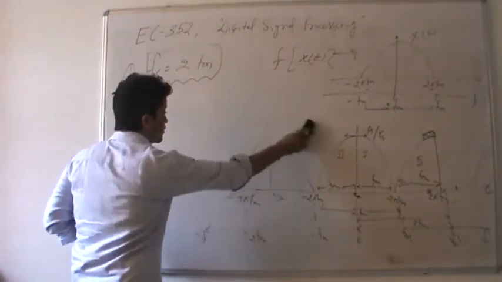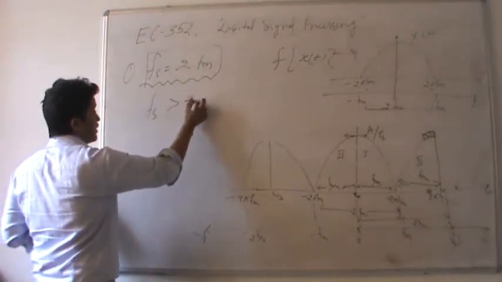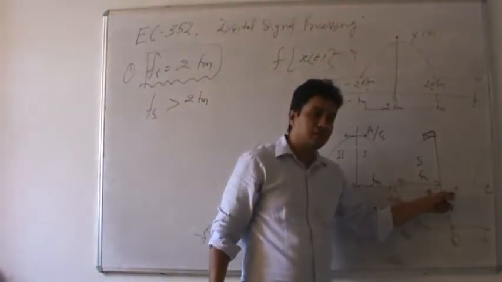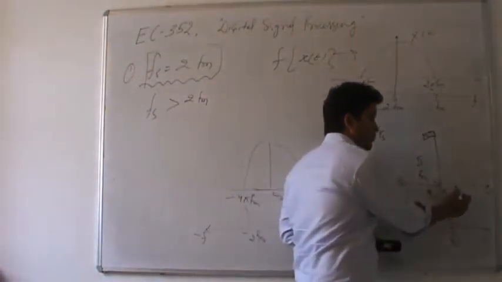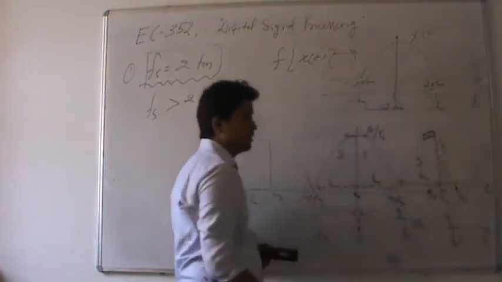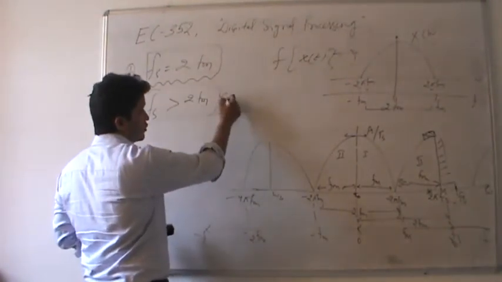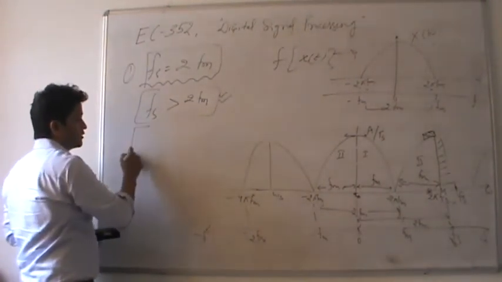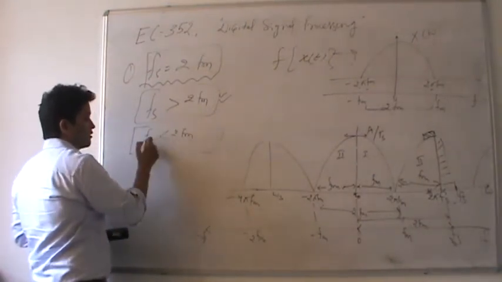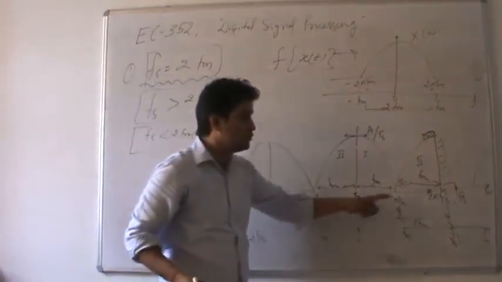Now, if fs is greater than twice fm, you will repeat your signal. With fs greater than twice fm, you will start repeating things. So this is alright, but you will start repeating things. The third possibility is fs less than twice fm. So in this case, what will happen? You will lose some information.